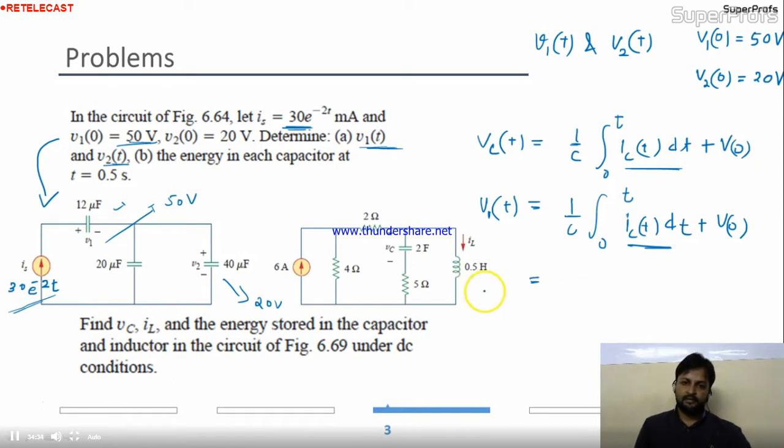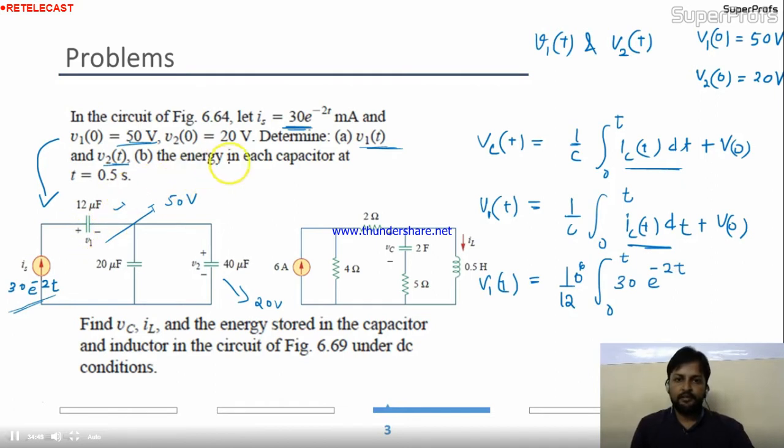So I'll find out V1(t) first. The capacitor is 12 micro, so micro will go up. This is 0 to t. IC(t) is given as 30 e to the power minus 2t, and it is in milliampere, so you can take 10 to the power minus 3 out.